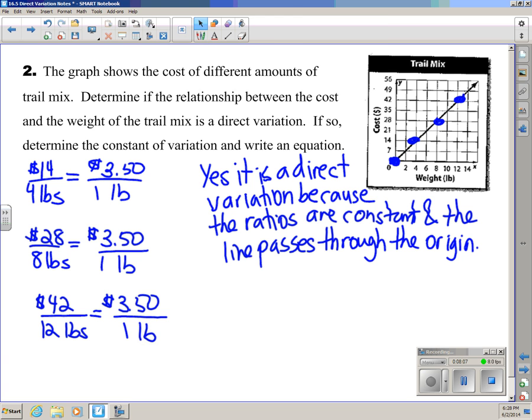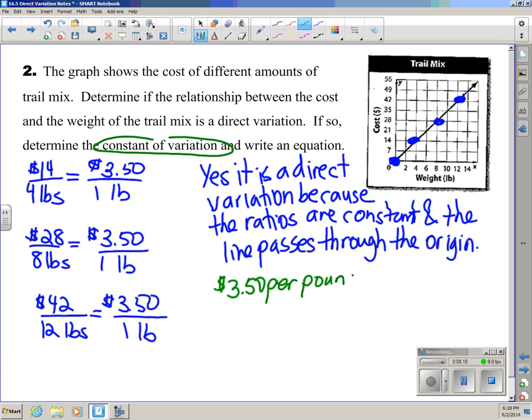So if you were to identify the constant of variation, you already did. It's $3.50 per pound. And if you were to write the equation, remember the equation is in the form y equals mx. Insert your value for m. In this case, m is 3.5. So you say y equals 3.5x is your equation.